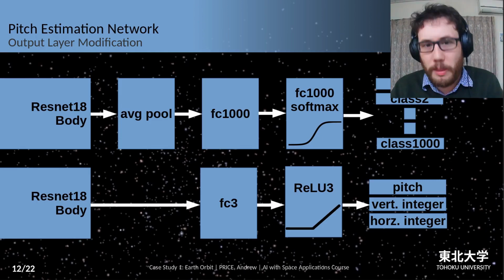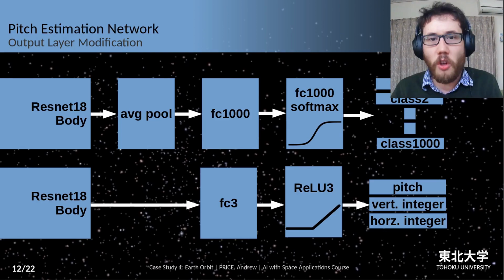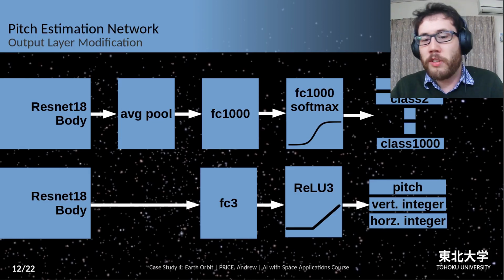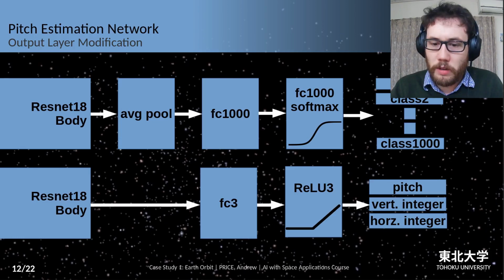We just want to get the pitch. So I want to essentially take all the information at the end and not have a downsampled image. So then we're going to go to a fully connected 3 layer, and I'll explain why it's 3 in a minute. And then we're going to use a rectified linear unit 3.